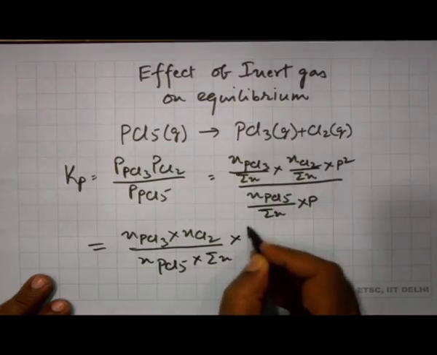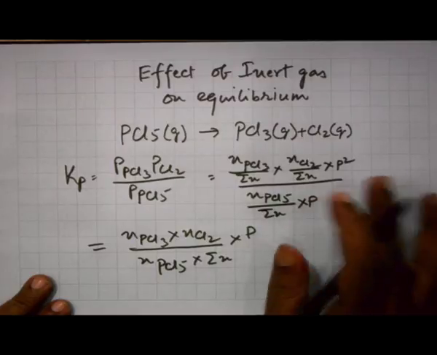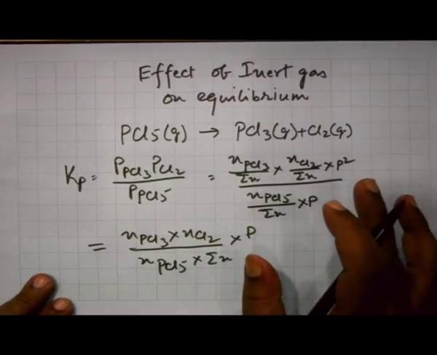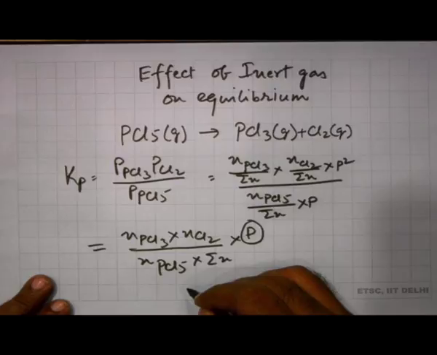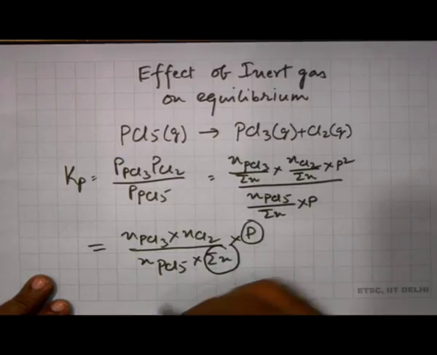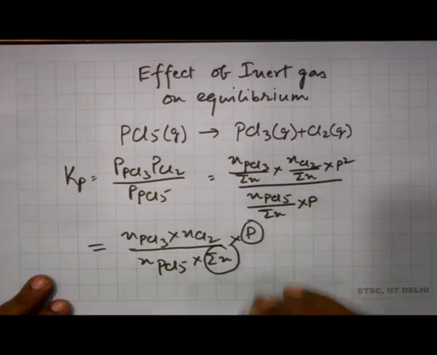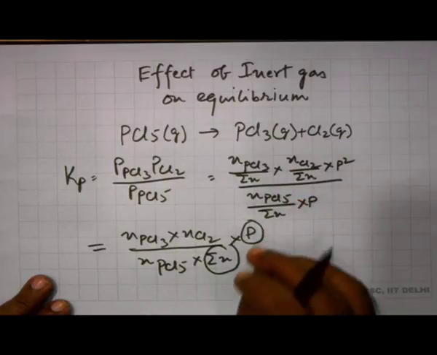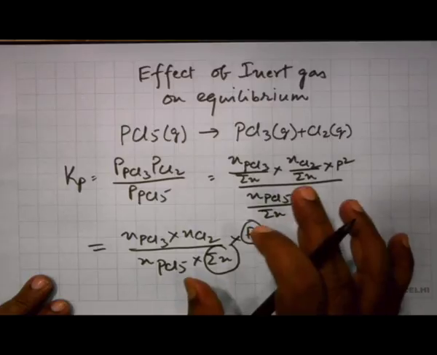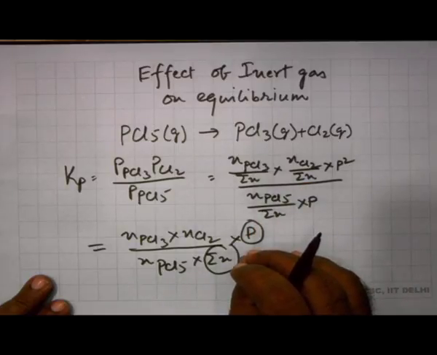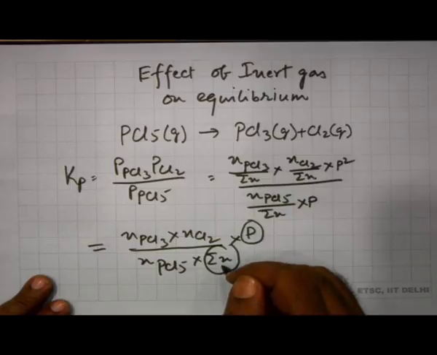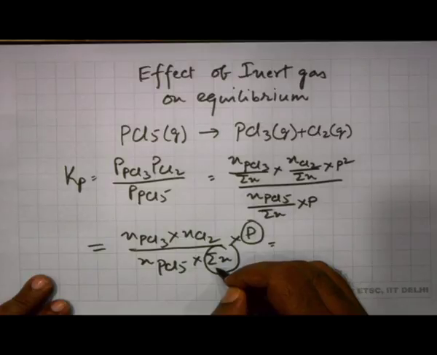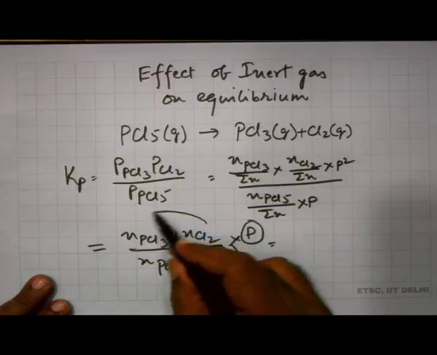Now, see, I told you that what I am trying to do is introduce inert gas keeping pressure constant. So, pressure is constant, but sigma n has increased. So, we have added inert gas such that sigma n has increased. So, what is the effect of inert gas when pressure is constant? You can just see sigma n has increased. So, what needs to decrease, so that Kp is constant? You can see this needs to decrease.